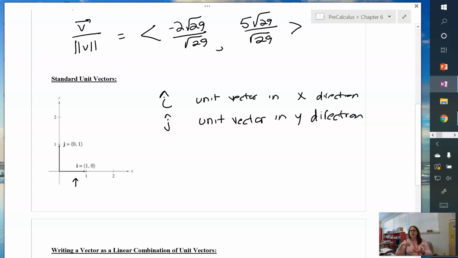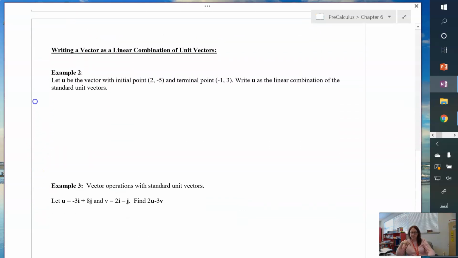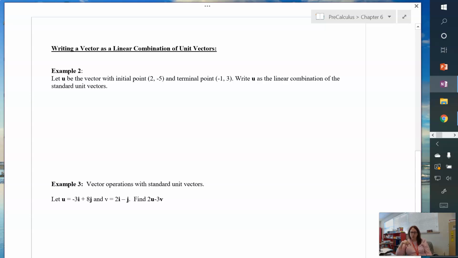And what this does for us is we can then write our vectors in terms of these standard unit vectors. And as we go forward in this chapter, we're going to have a nice, easy way to multiply vectors when we have them written in terms of i and j. So here's an example. We're going to have vector u. Its initial point is at (2, -5), and its terminal point is at (-1, 3). And we're going to write this as a linear combination of the standard unit vectors.